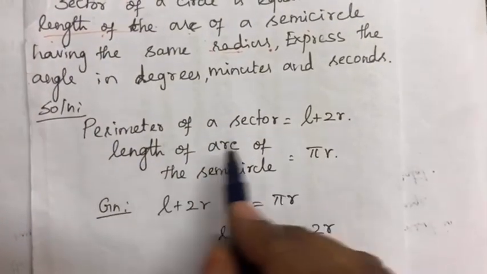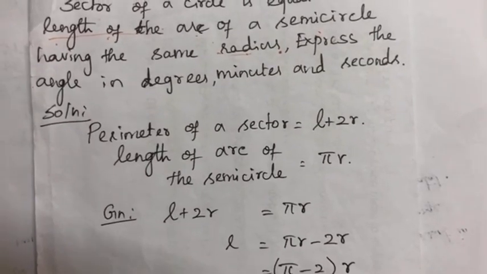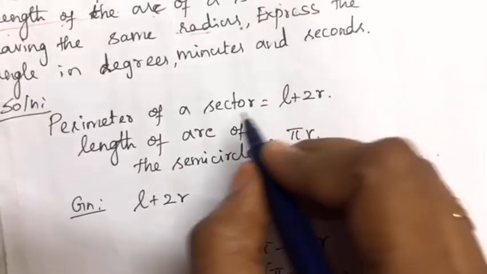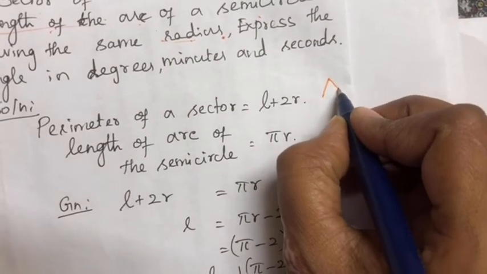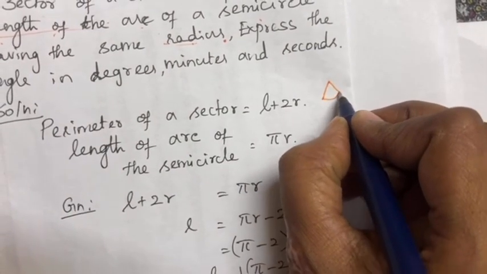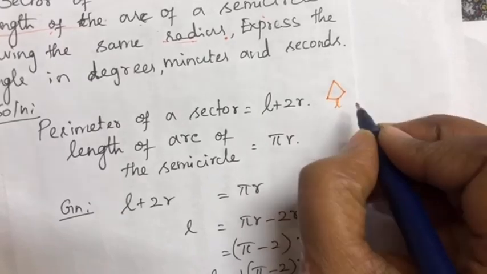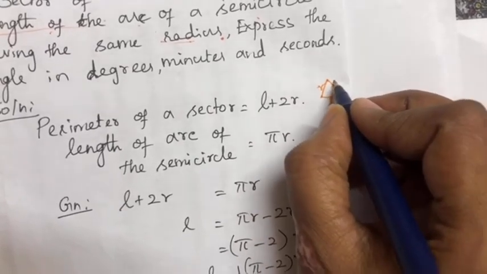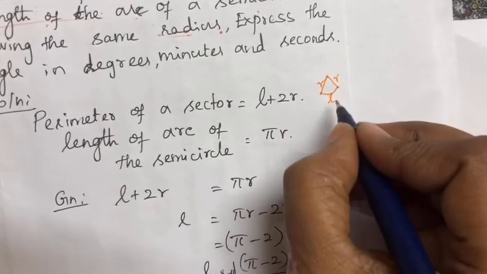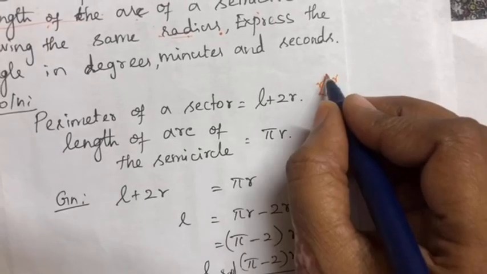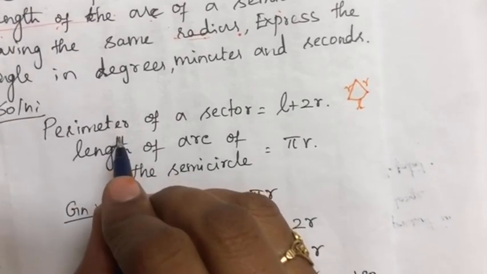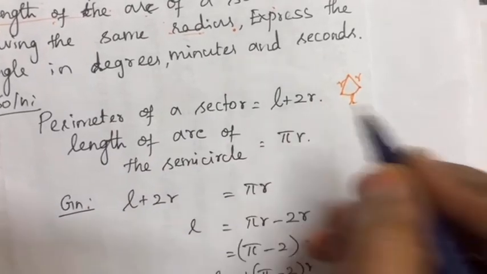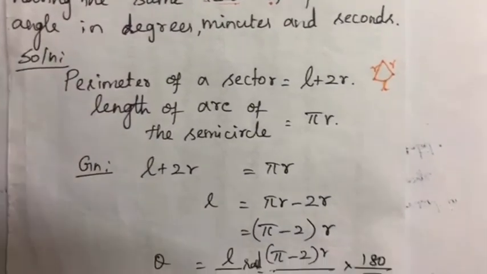So, perimeter of a sector. What is the formula for perimeter of a sector? How will a sector look? Like this, a pie shape. This is the arc length L and it is a radius and it is a radius. So, L plus 2R, R plus L is the perimeter of the sector. So, L plus 2R is the perimeter of the sector.